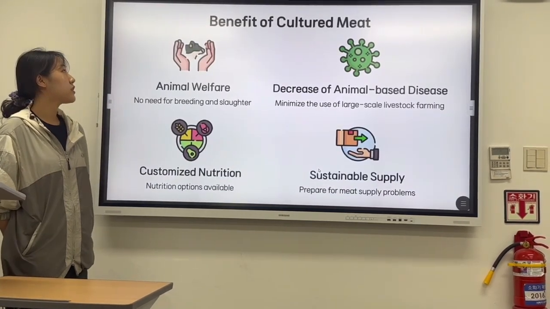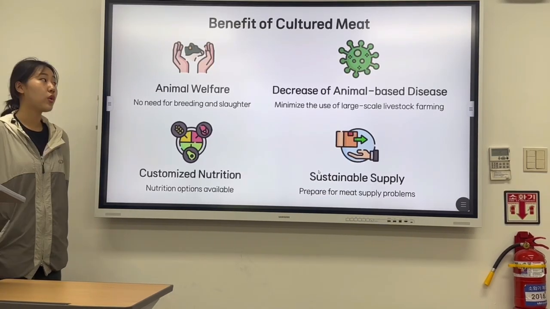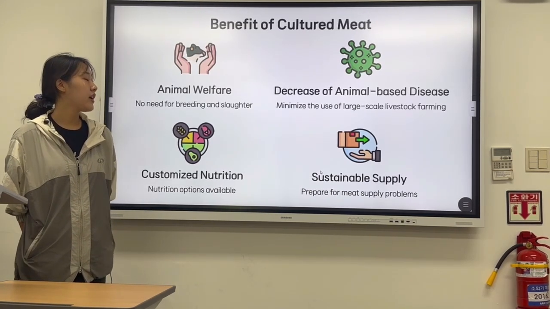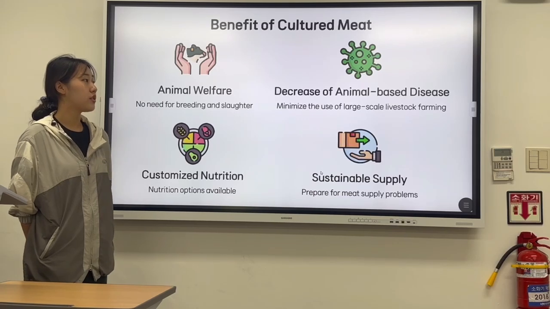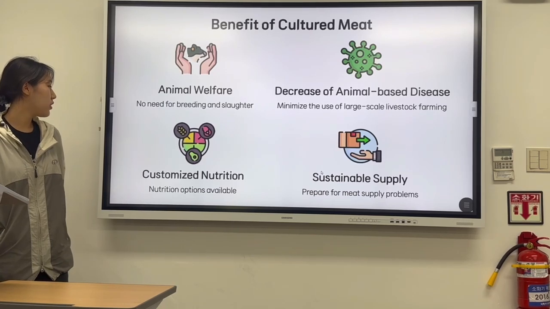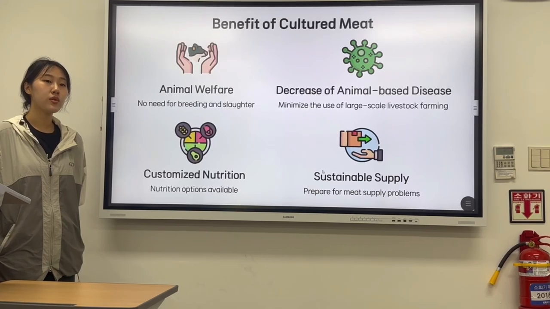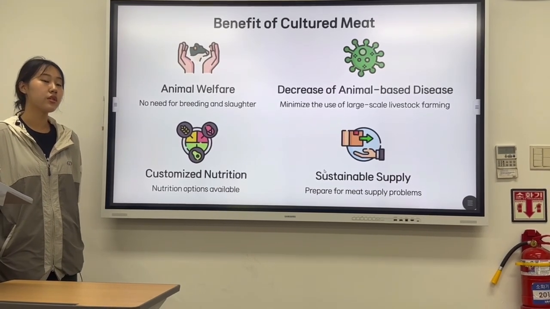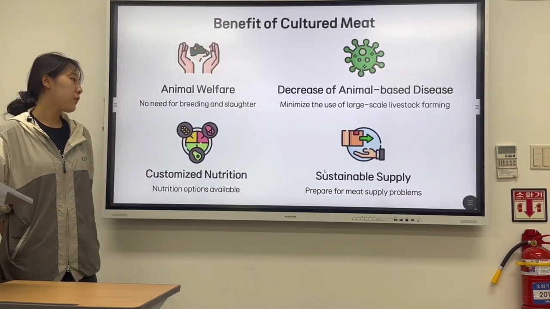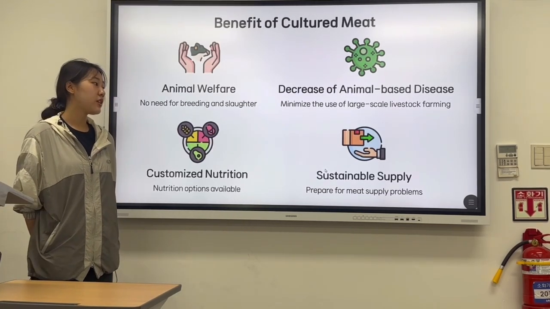And this cultivated meat has four benefits. First is animal welfare. It is ethical because there's no need for breeding and slaughter. Second is decrease of animal-based disease. It can minimize the use of large-scale livestock farming, so the risk of animal-based disease decreases. Third is customized nutrition. Nutrition options are tailored, such as increasing muscle content and decreasing fat content according to needs. And finally, sustainable supply is possible. It can prepare for meat supply problems caused by the increase of population and climate change.